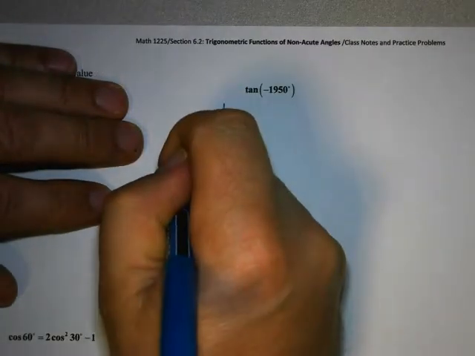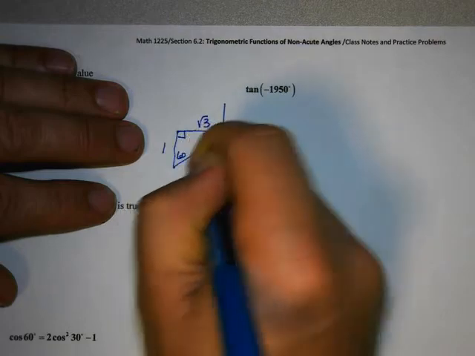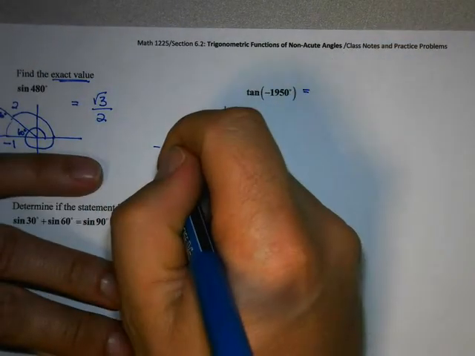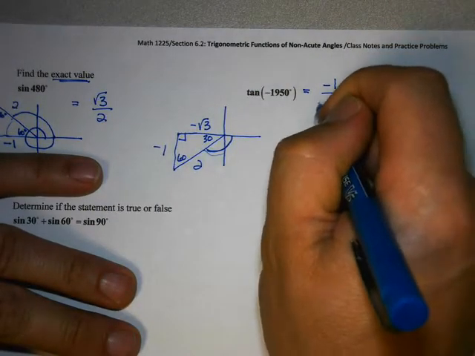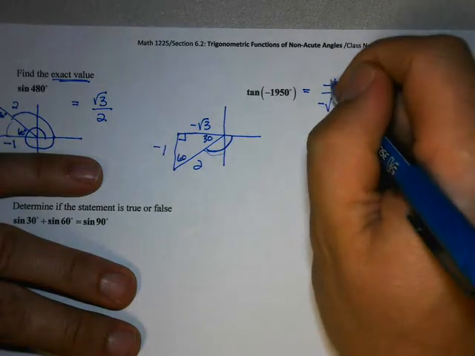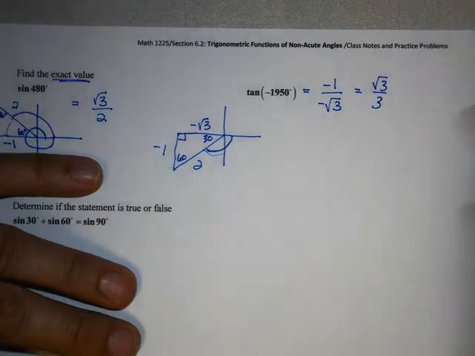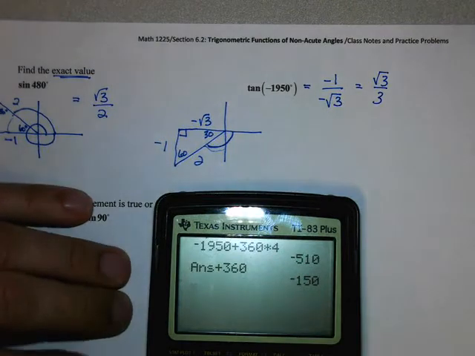So this is a 30, 60, 90 triangle: 1, square root of 3, 2, back down, negative, negative. So the tangent is going to be negative 1, opposite, over negative square root of 3, adjacent, or positive, negative divided by negative. This is going to be the square root of 3 over 3. And don't be afraid to check it on your calculator.